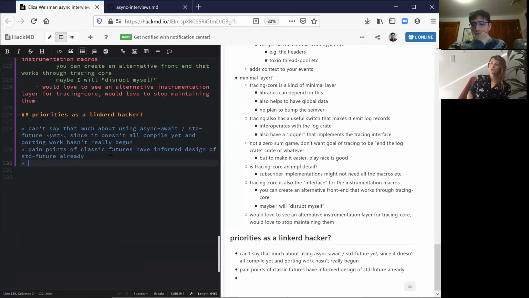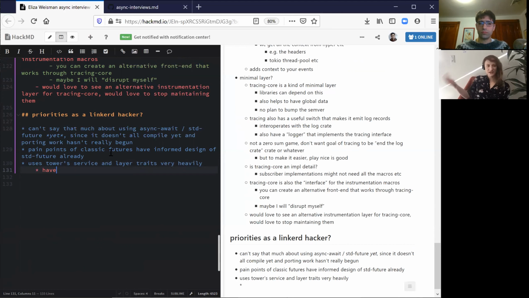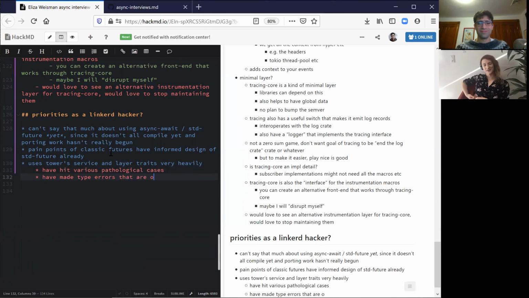So Linkerd uses Tower, and it uses Tower's service and layer traits very heavily. One of the biggest pain points working on Linkerd is that I think we have hit possibly a pathological case in type inference, because we have these composed types. One time I made a type error that was so long that my terminal ran out of scrollback buffer and crashed, which I thought was very cool. And at one point in recent memory, compiling Linkerd took like 30 minutes.